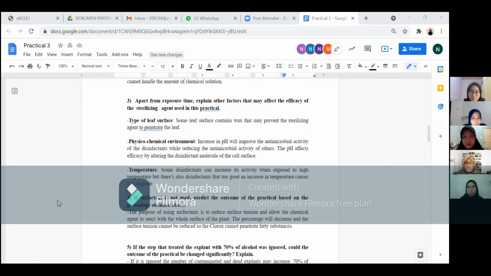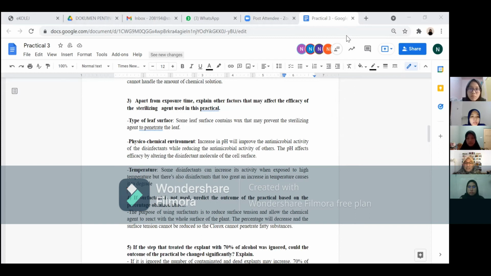disinfectants while reducing the antimicrobial activities of others. And the pH affects the efficiency by altering the disinfectant molecule of the cell surface. And the last factor is temperature. Some disinfectants can increase their activity when exposed to high temperature, but there are also disinfectants where too great an increase in temperature causes them to degrade.